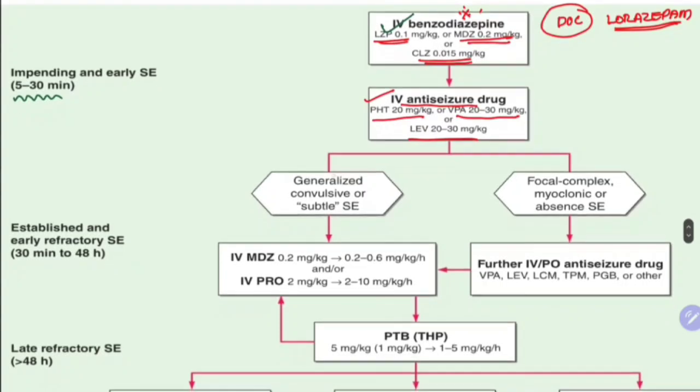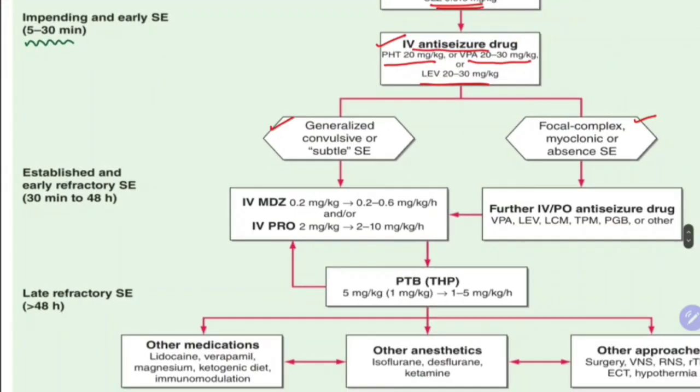Now, if generalized convulsive or subtle status epilepticus is present, or focal complex, myoclonic or absence seizure is present, what are we going to do? Already we have discussed this extensively. Next, 30 minutes to 48 hours is established and early refractory status epilepticus. In this, we give IV midazolam 0.2 mg per kg if the patient is still seizing after the IV anti-seizure drug, and it should be converted to an infusion of 0.2 to 0.6 mg per kg per hour.